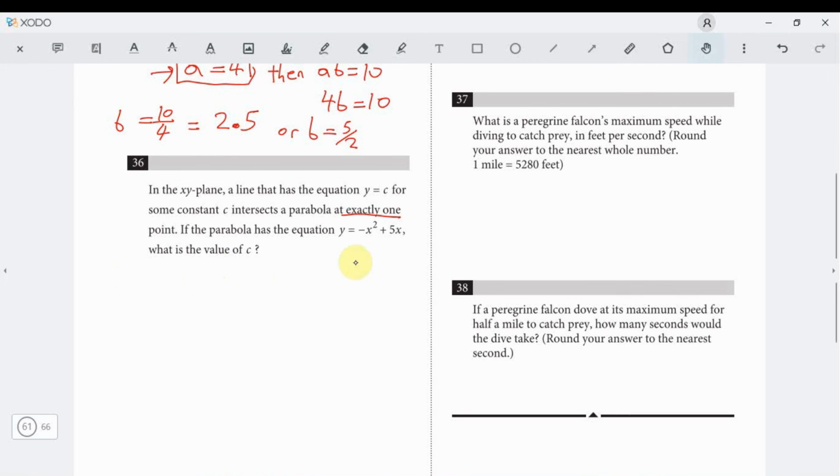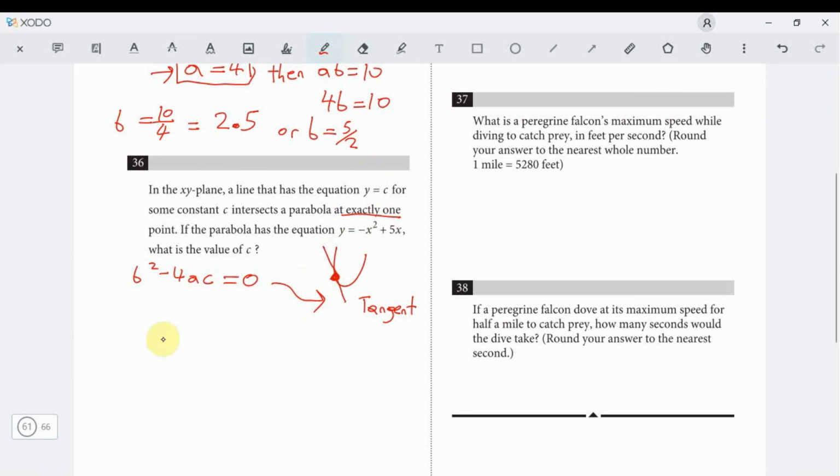So what do we know? We know if you have a curve and the line intersect the curve at just one solitary point, then this line is what we call a tangent. If it's a tangent, when you combine it as one equation to get one quadratic equation, then b squared minus 4ac is going to be equal to 0.